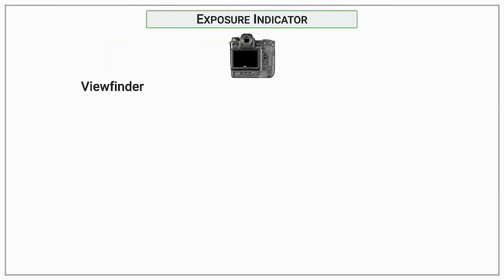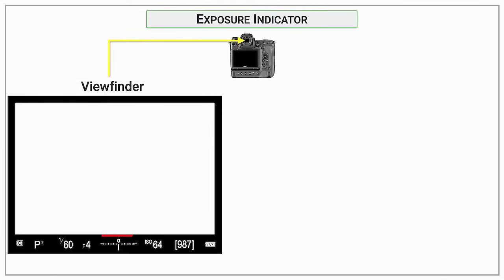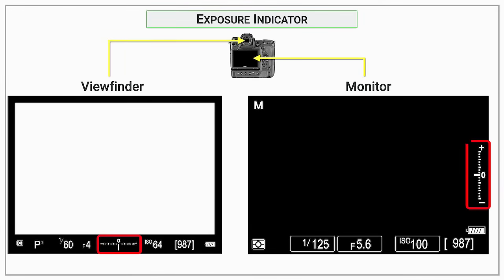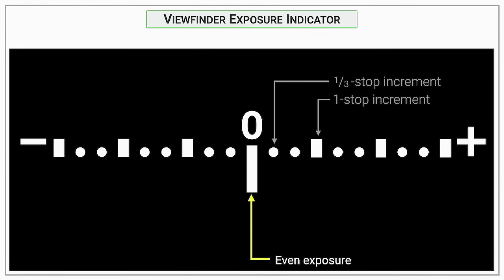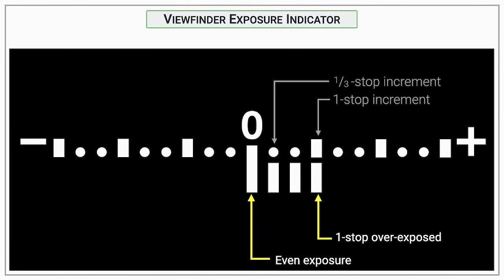Now, the exposure indicator is going to be a little different in the viewfinder, where it's along the bottom and runs horizontally, and in the monitor where it's over on the side and runs vertically. And so just be aware that they are in different places. Now, the concept on how they work between both of them is exactly the same. The indicator is broken up into third stops and full stops, so you can clearly see when you are one stop over, 1 2/3 of a stop over. So you can be very precise about these.